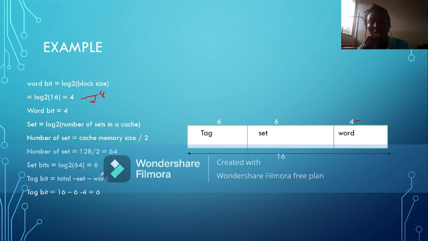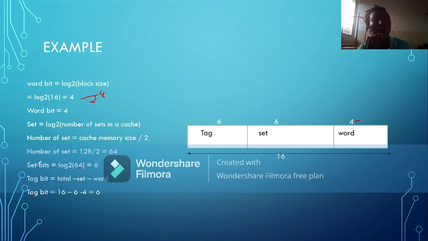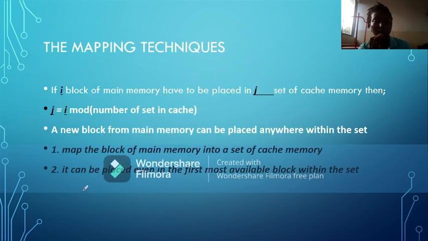Remember the size of the main memory was given to us as a 16-bit address. To find the tag, you must subtract the set and the word bits from the total to get the tag. So that will be 16 minus 4 minus 6, and that will give us 6. So the tag is 6. That's how we find it.